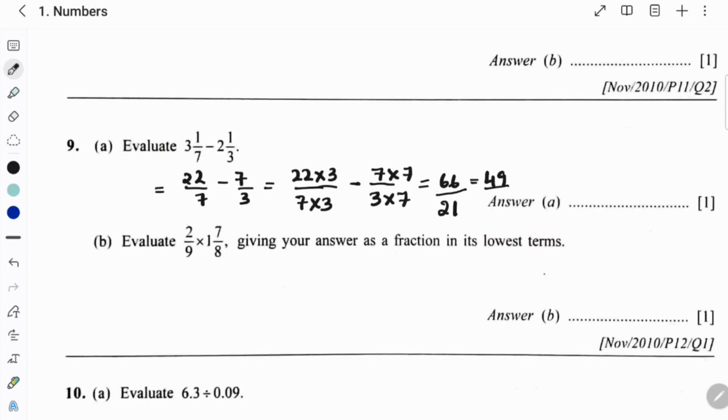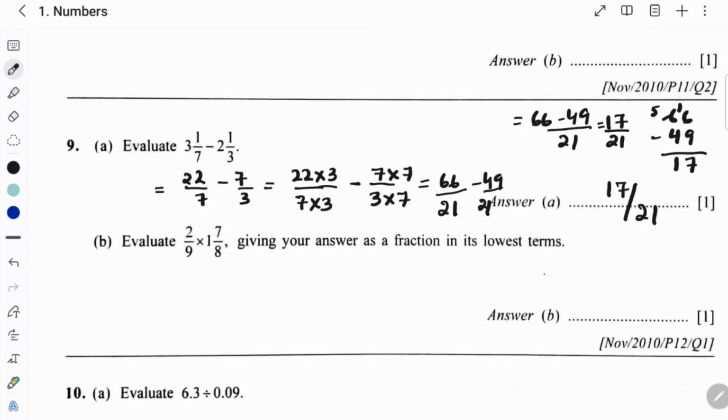49 over 21. Wait, minus 49 upon 21. So this is becoming 66 minus 49 upon 21. We are going to subtract 66 and 49 then. You know that from 6 we cannot subtract 9, so we'll have to borrow one number. So this will become 5, and 16 minus 9 is 7, and 5 minus 4 is 1. So 17 over 21 is the answer for this question.